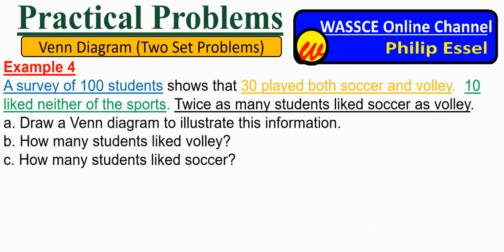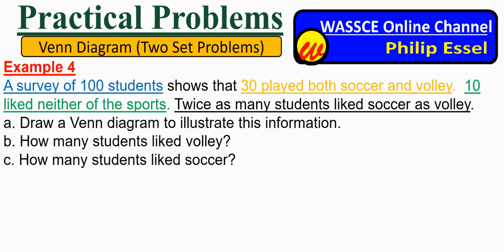A survey of 100 students shows that 30 played both soccer and volley. 10 liked neither of the sports. Twice as many students liked soccer as volley. A. Draw a Venn diagram to illustrate this information. B. How many students liked volley? And C. How many students liked soccer?